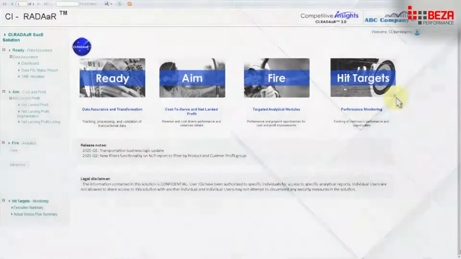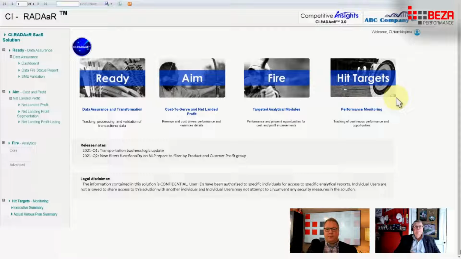But back to competitive insights approach to net landed profit analytics with Richard Sharp. Richard, I'm going to bring up your screen, and that way folks can see the tool that we'll be talking about today. Hand it over to you.